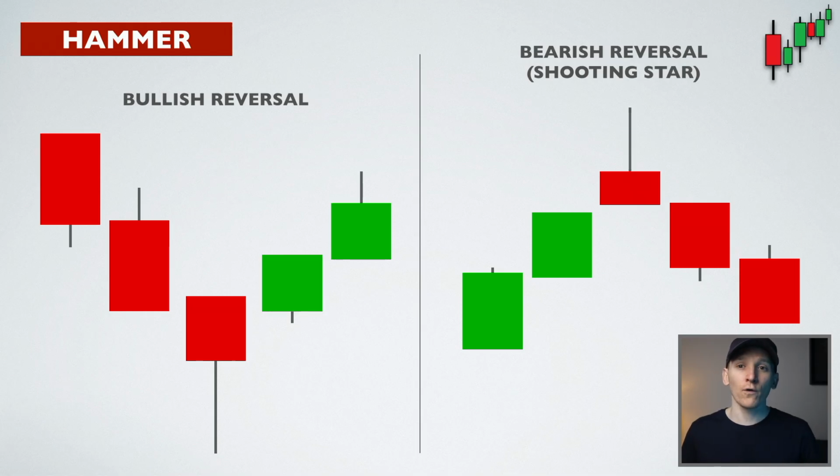Traders use candlestick patterns in order to predict where prices are going to move. Patterns often show a reversal in a price trend. As we can see here, we have both bullish and bearish reversals.